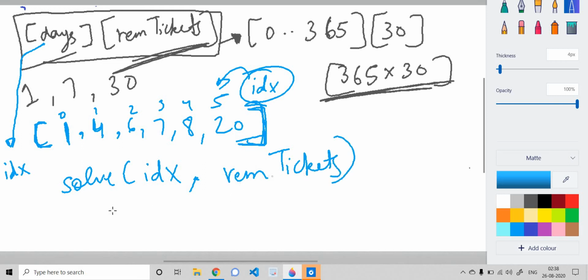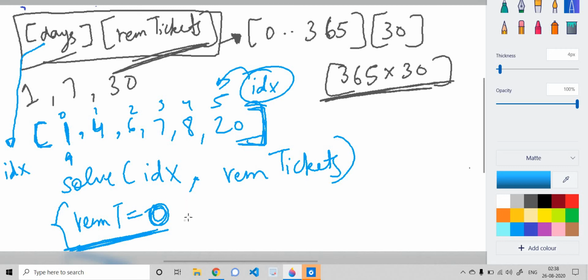If the remaining tickets is equal to 0, it means we do not have the pass to travel on this particular day, on whatever day we are currently at. So at this day, if we have remaining tickets as 0, it means we need to buy a pass. There is no way we will be able to travel without it.